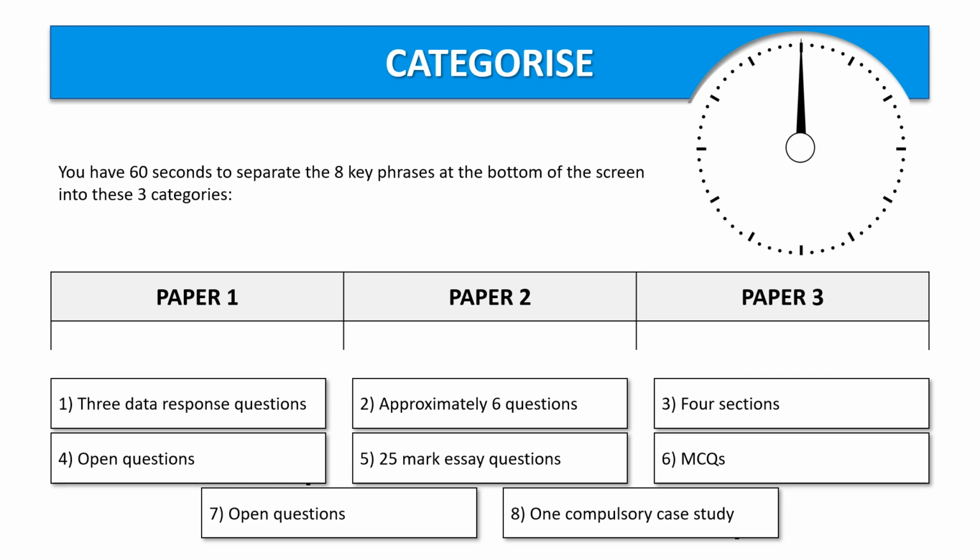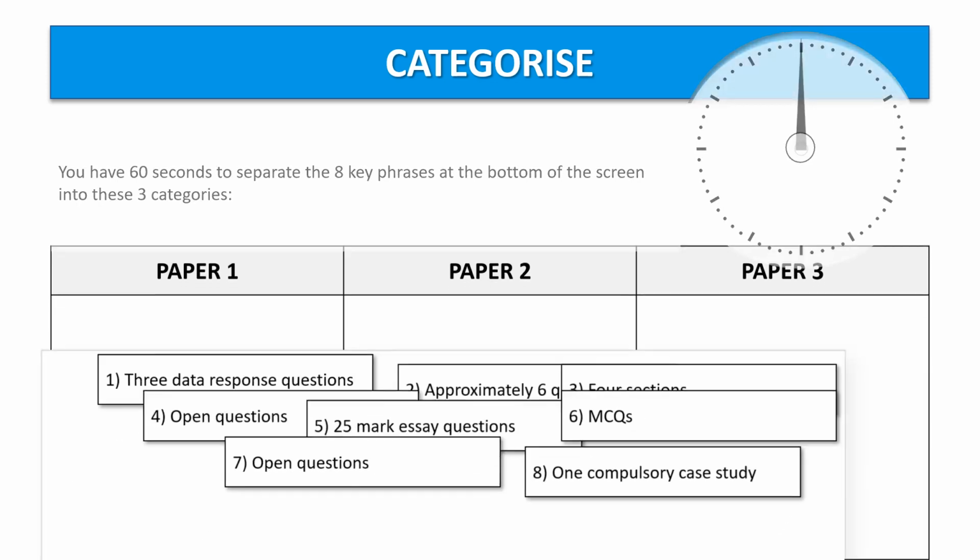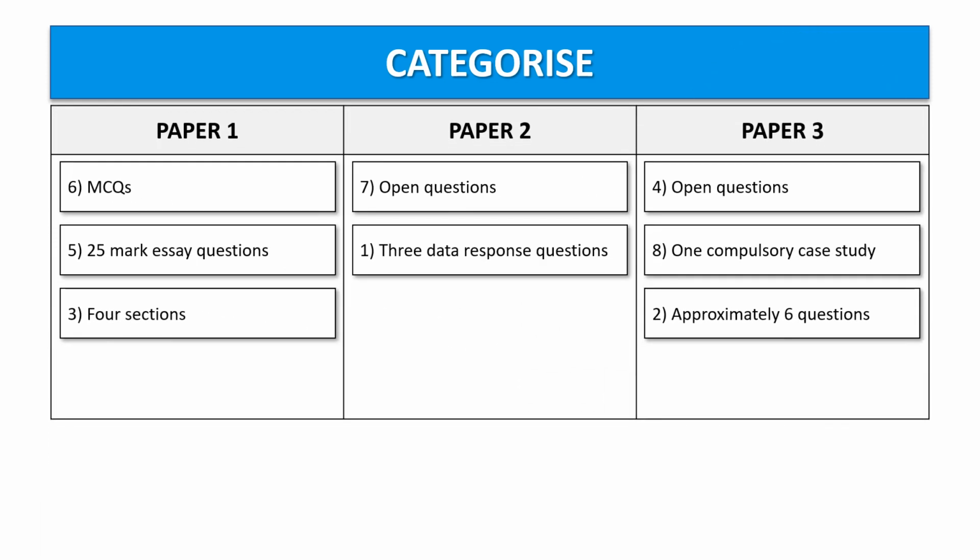Okay, let's look at the answer. So, Paper 1 contains the MCQs, only appear on Paper 1. Paper 1 has the 25-mark essay questions and Paper 1 has 4 sections. Paper 2 contains open questions and 3 compulsory data response questions. Paper 3 also has open questions. You have 1 compulsory case study and approximately or around 6 questions.